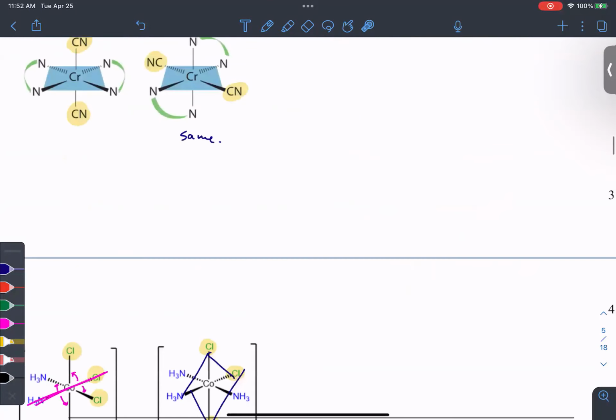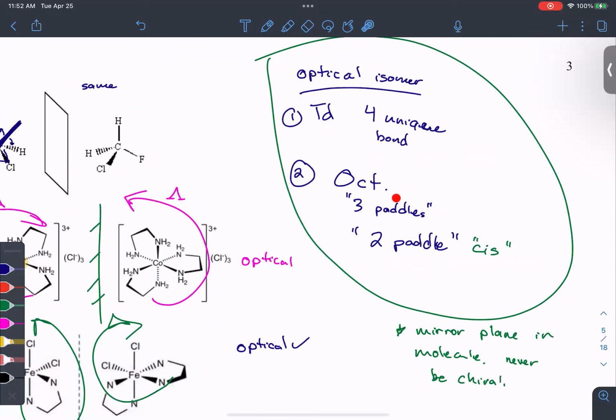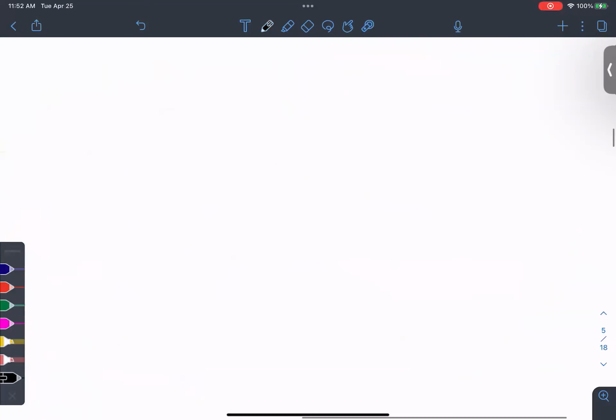Let me go back up here to our optical isomer requirements. Tetrahedral, 4 unique bonds. Octahedral, so that's a coordination number of 6. Either having 3 paddles, where its mirror image will always be unique, or 2 paddles if they're in the cis arrangement. If there's a mirror plane in your molecule, it can never be chiral, ever. Okay, so let me just for funsies draw one.